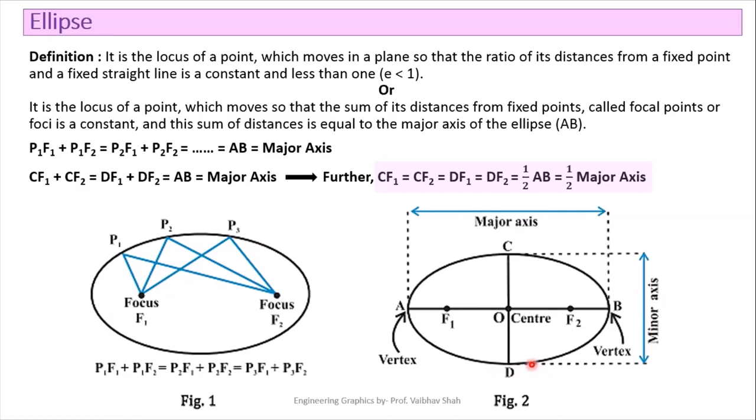Likewise, we can define this sum of the distances for point D, like DF1 plus DF2. So we can write down DF1 plus DF2, which can also be equal to your major axis AB, because your point C is one of the points of your ellipse. So we can define CF1 plus CF2 is equal to DF1 plus DF2, which is equal to AB, which is equal to your major axis from this previous equation.